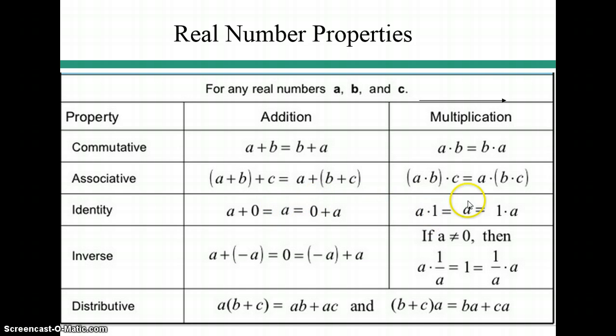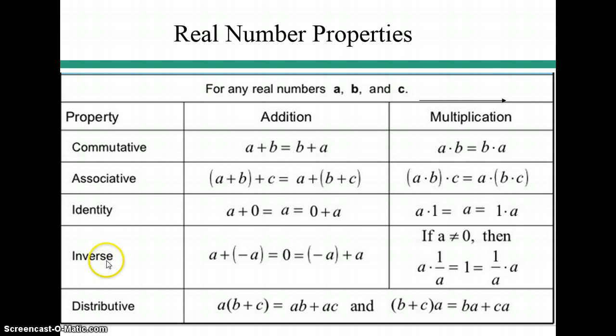Let us discuss the identity properties for multiplication. Look at here, we multiplied the real number A with 1. We get A, and the same answer we get if we multiply 1 with A. So this 1 is called the identity element for multiplication.